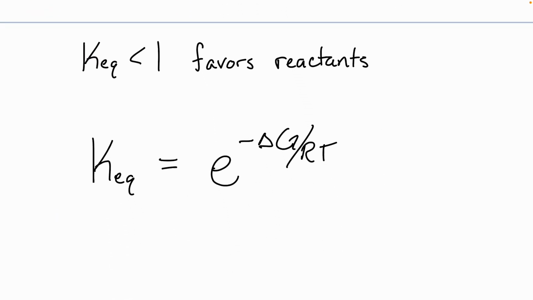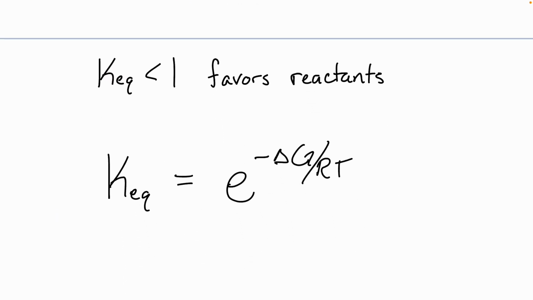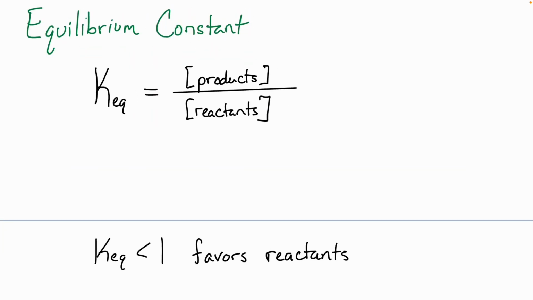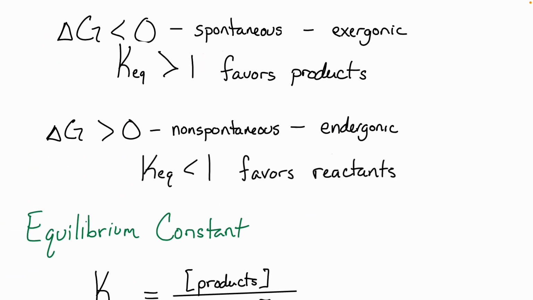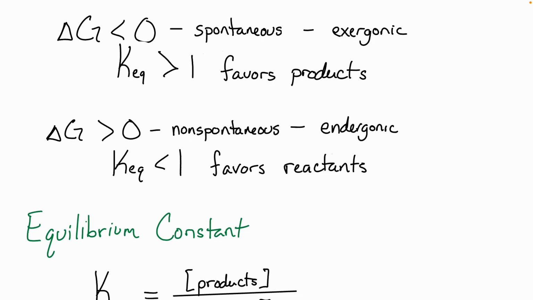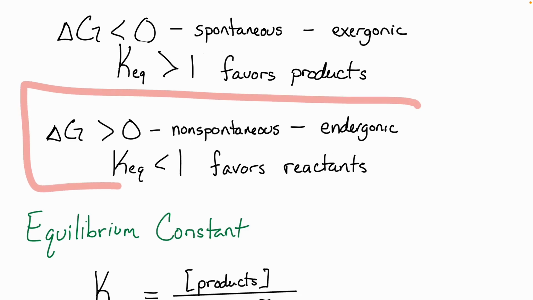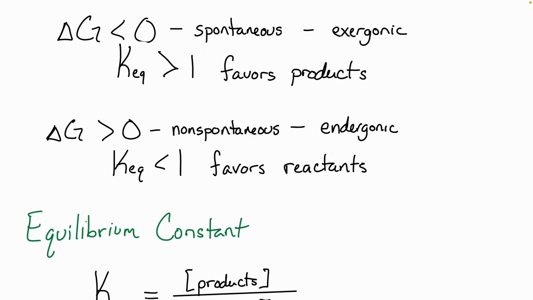Likewise, if we put a positive value into this equation here, we would get a KEQ that's less than 1, right? And we called those positive delta G's endergonic, or non-spontaneous. So it turns out that these are all restatements of the same thing. Positive delta G is a non-spontaneous reaction, an endergonic reaction. A KEQ less than 1, a reaction that favors the reactants. All that's one and the same thing.